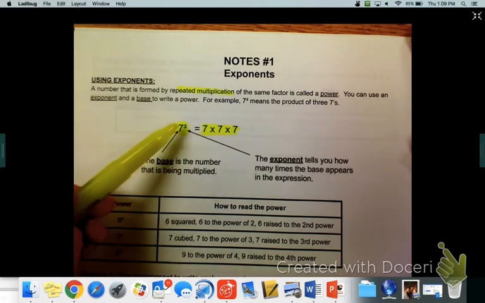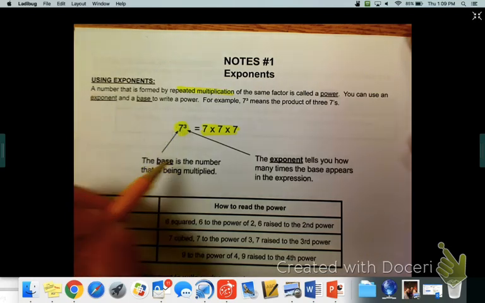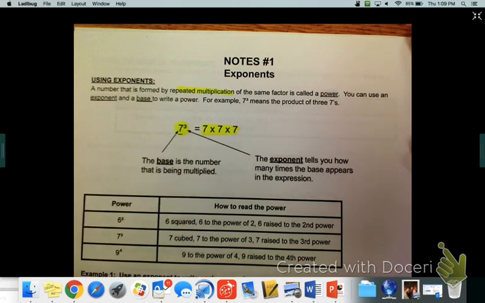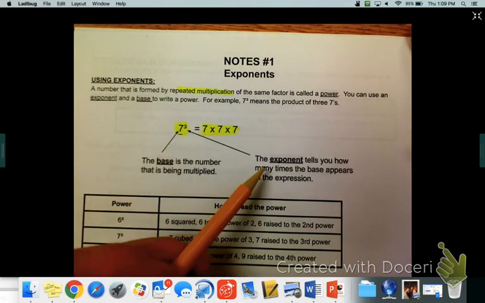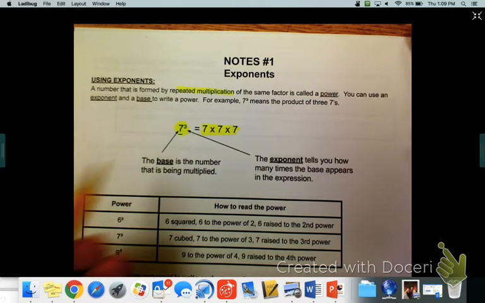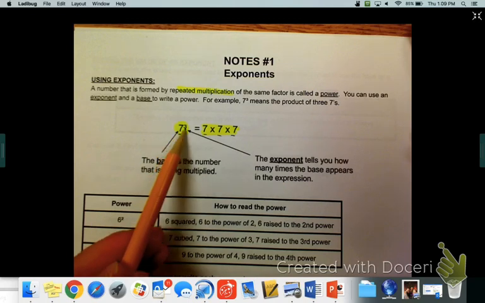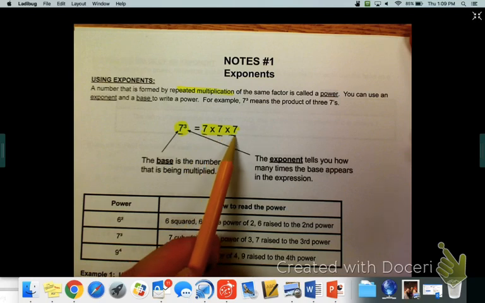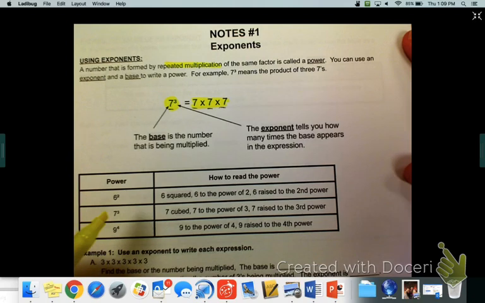When you look at the power, there are two vocabulary words that you need to understand: base and exponent. The 7 is the base. That's the base number that you get from the repeated multiplication. And then the little 3 is what we call the exponent, and the exponent tells you how many times to multiply the base. So in this case, 7 to the third power, I would take the base of 7 and multiply it 3 times.